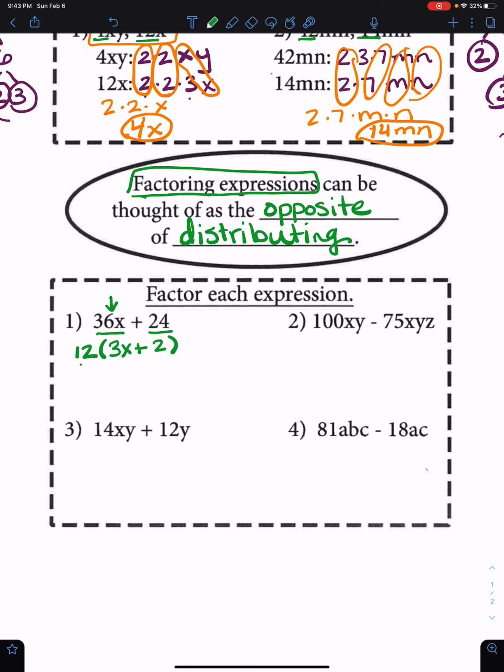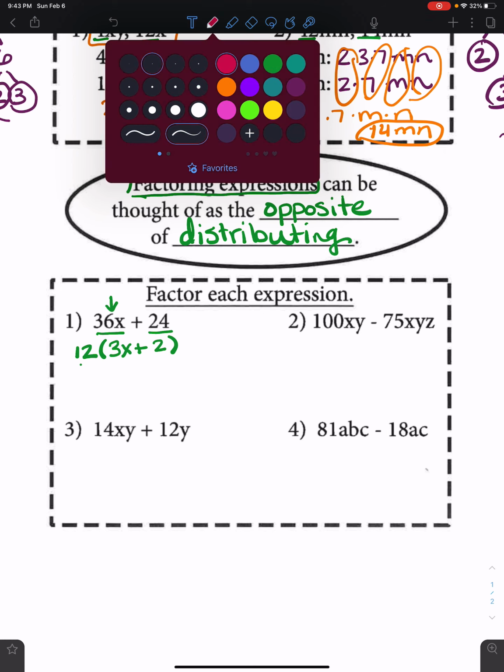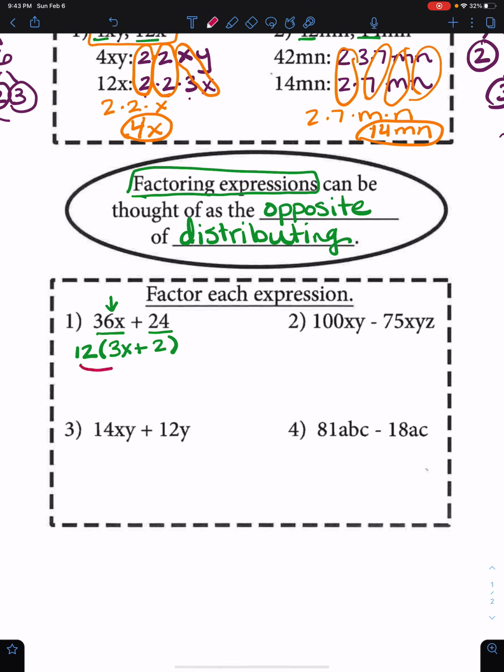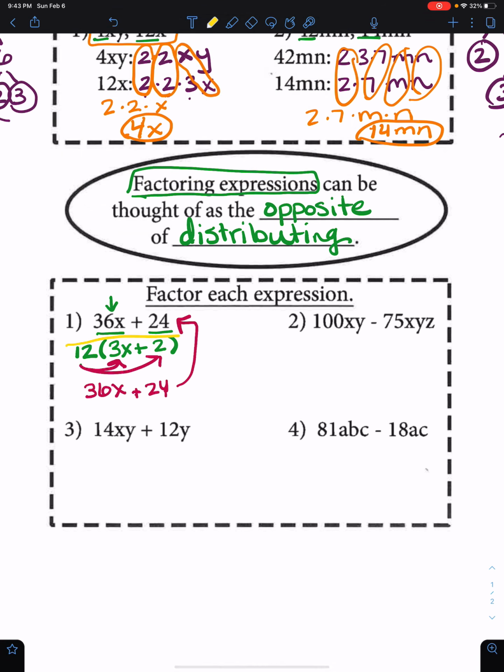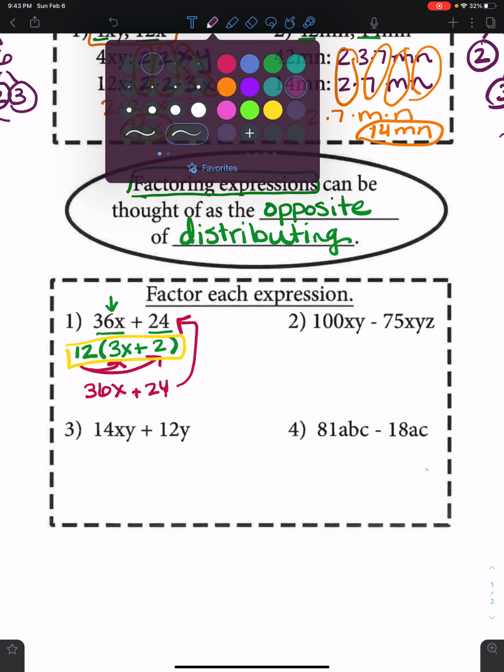So that's how we factor that expression. Now, if we wanted to check our work, you do 12 times 3x, like distributing, right? And if you do 12 times 2, you get 24, and we end up back up here where we started from. So I'm positive I did it right. It's like the backwards of distributing. So let's try another one.